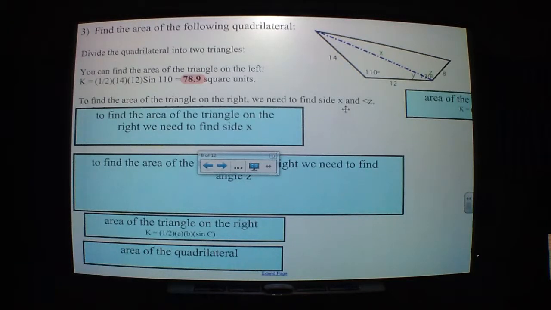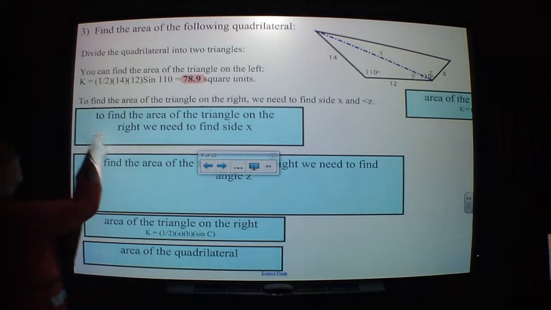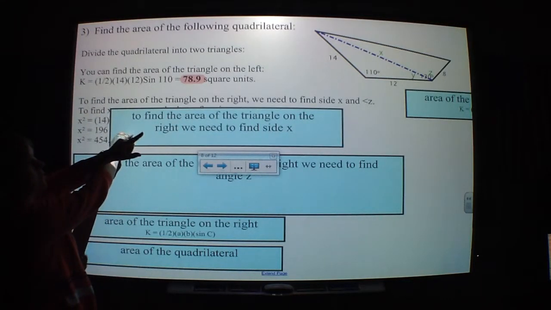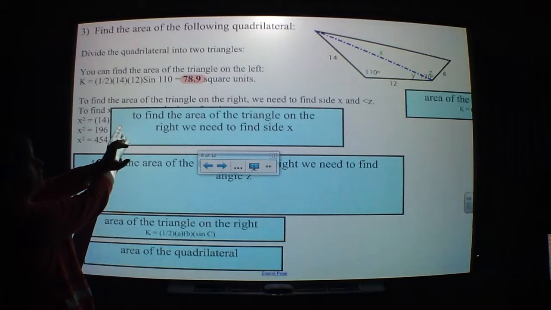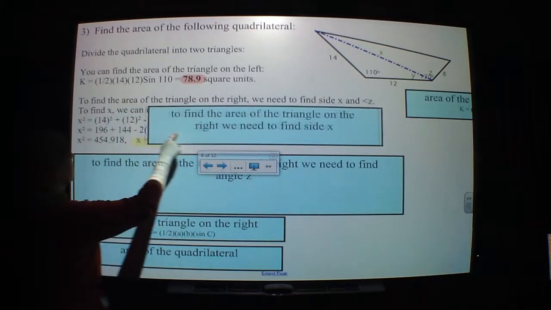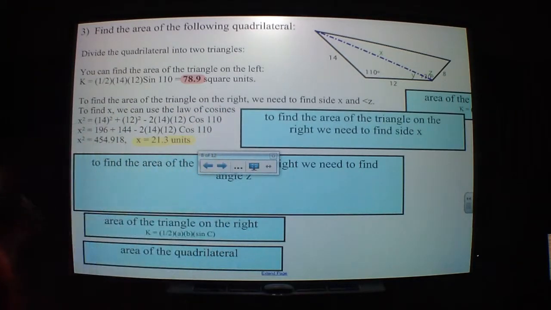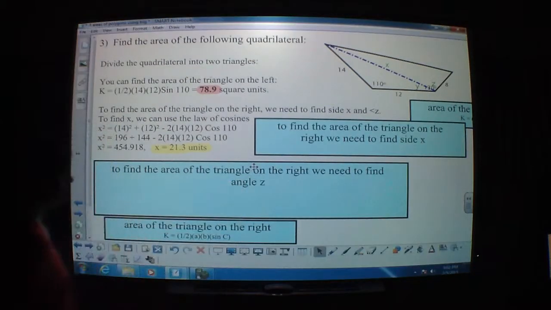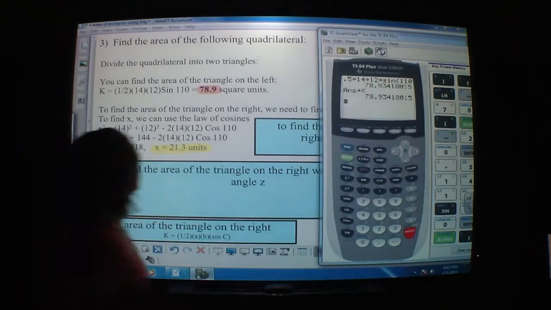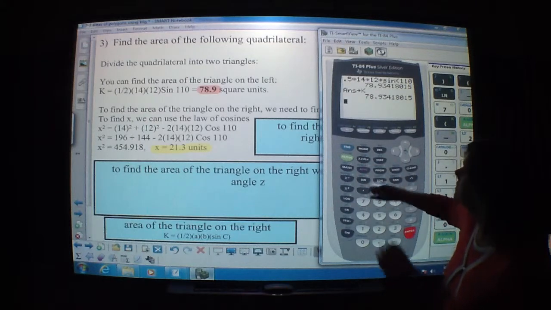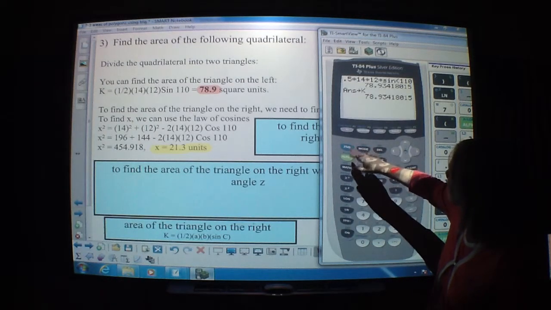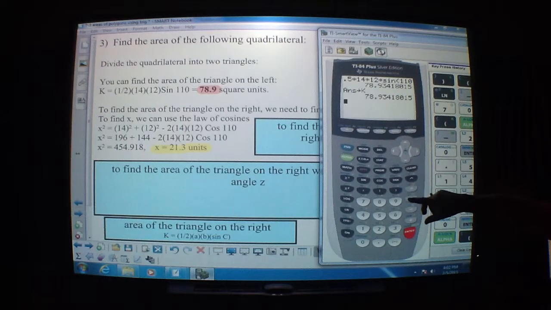So remember, law of cosines. That side squared, which is x squared, is equal to 14 squared plus 12 squared minus 2 times 14 times 12 cosine of 110. Okay? So let me pull up my calculator again and put it in my calculator.